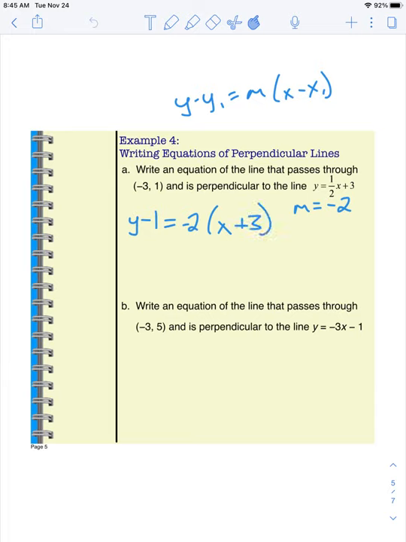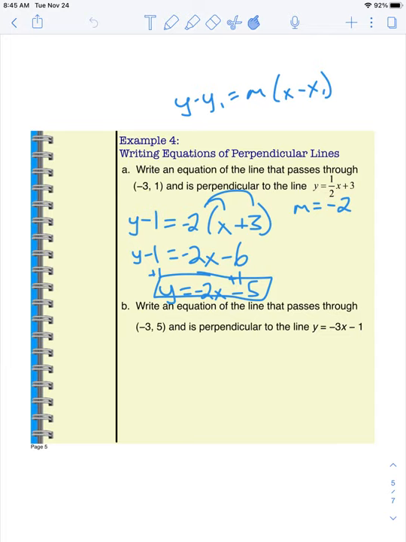And then there are 2 steps to convert this to slope-intercept. First step is distribute the slope. So I have -2x, and then -2 times 3 is going to be -6. And then the second step is to get y by itself. So I'm going to add 1 to both sides, and I get y equals -2x, -6 plus 1 is -5. There is my equation.